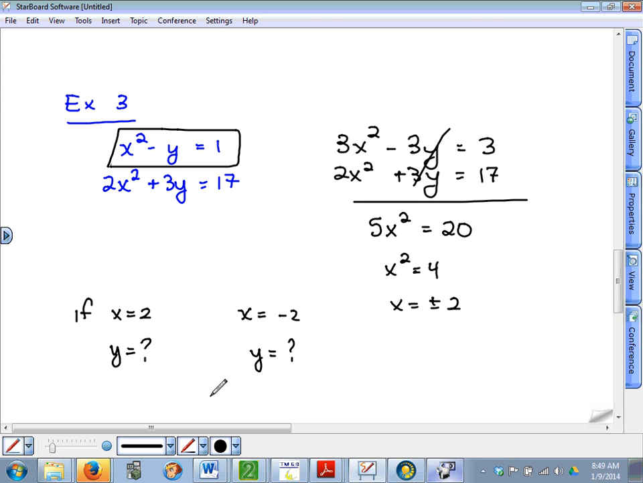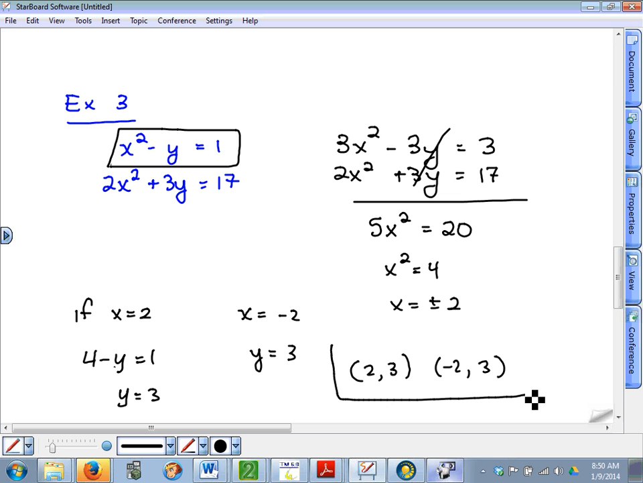The reason is x is being squared. 2 squared is the same as negative 2 squared, isn't it? So both of these are going to have the same y value. 2 squared is 4. So we're going to get 4 minus y is equal to 1. So y is equal to 3. Same thing here. Y is equal to 3. So your two answers are 2, 3 and negative 2, 3. Do we have to write it like that? You have to write it in the form of ordered pairs because the solutions are the points where the graphs intersect with each other. Okay.